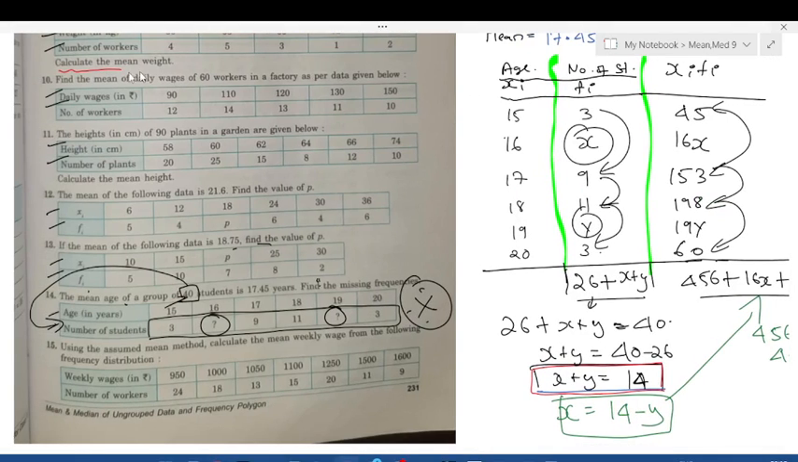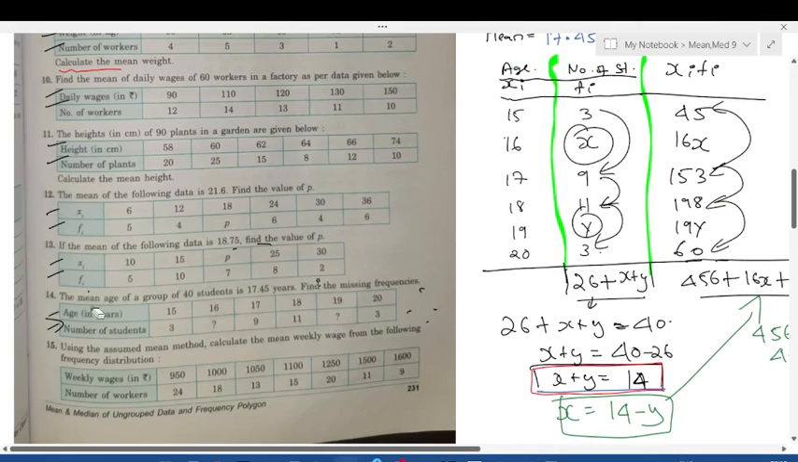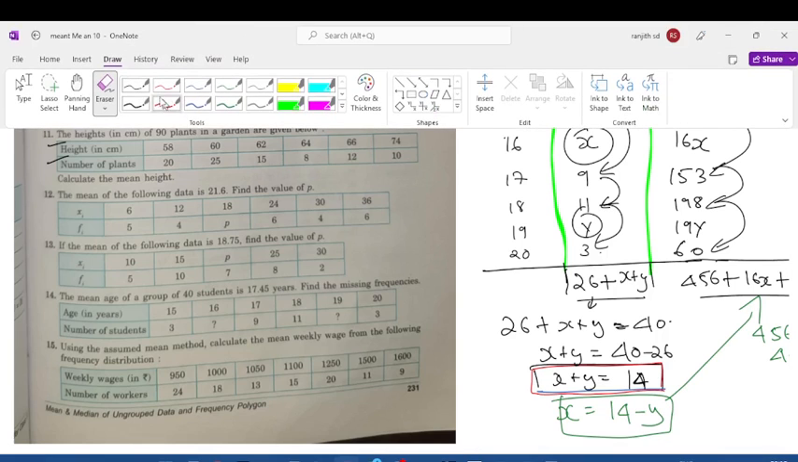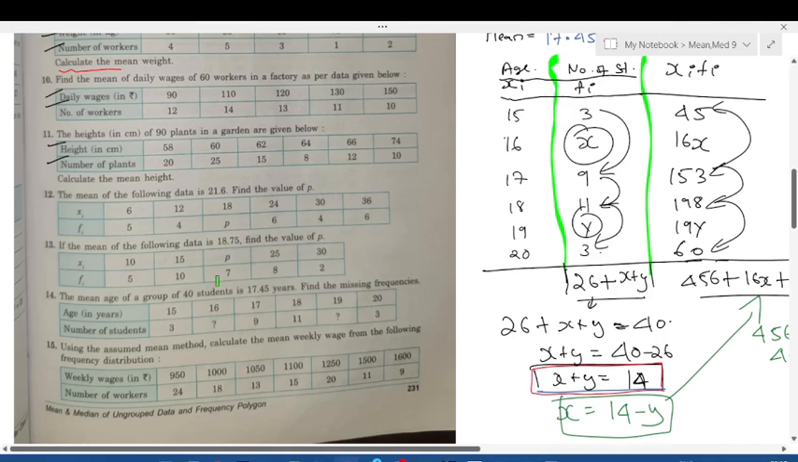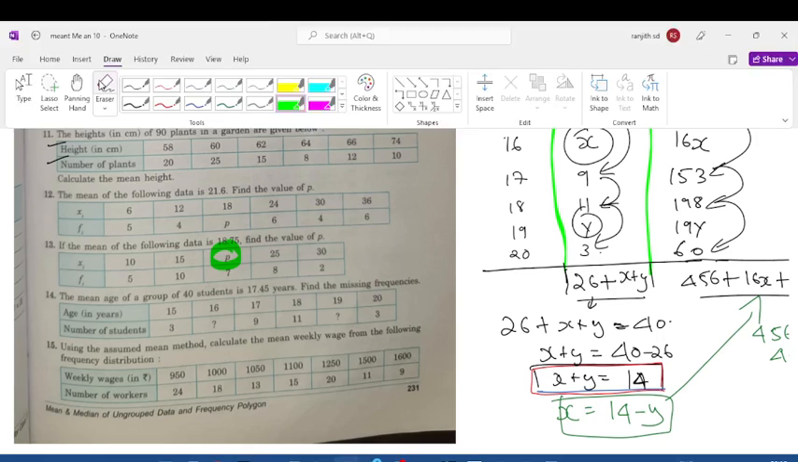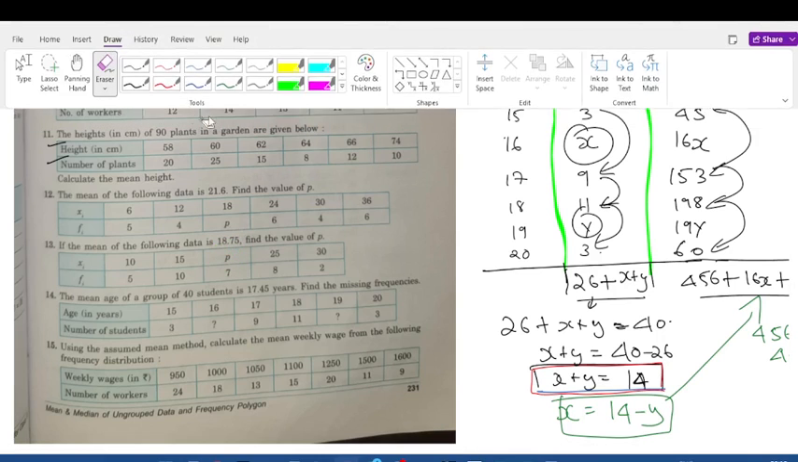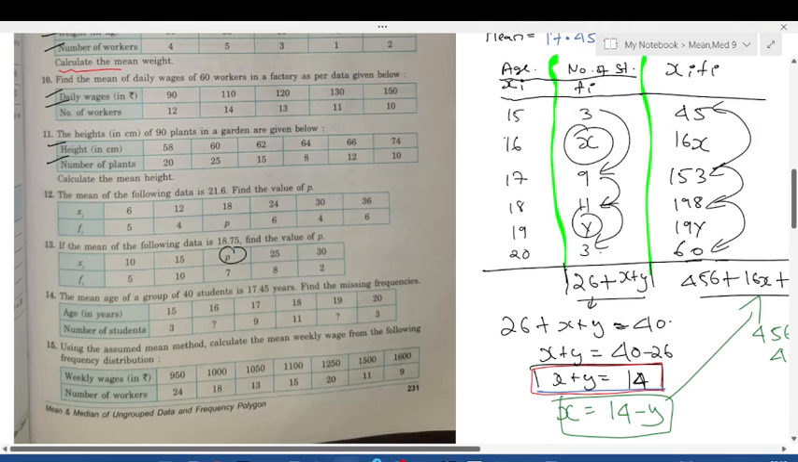Okay. Now let's compare this question with the previous one. In the previous question, how many values were unknown? One. All of you will respond. I can hear only Bhargavi saying only one, right? If one value is missing, how many values have they given? Mean value is given here, correct?